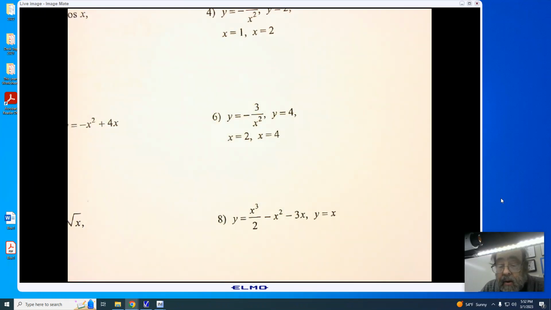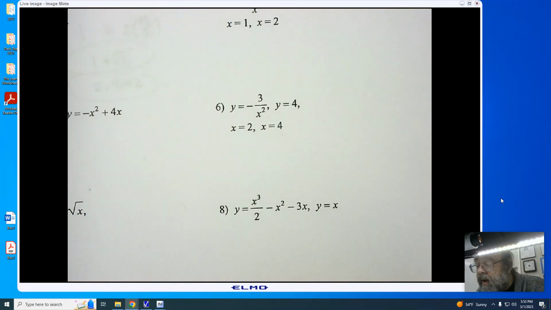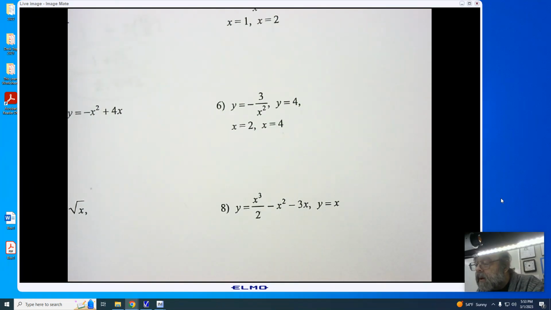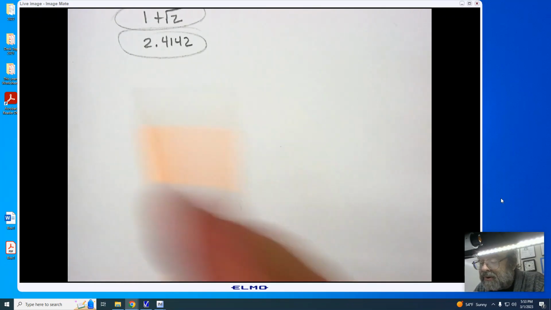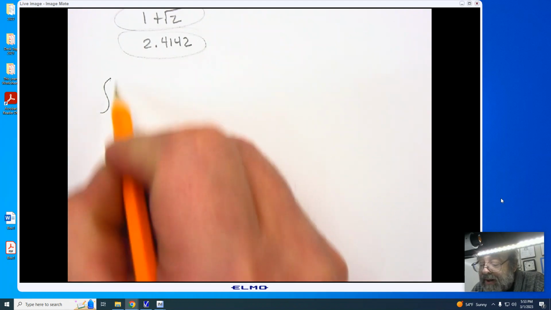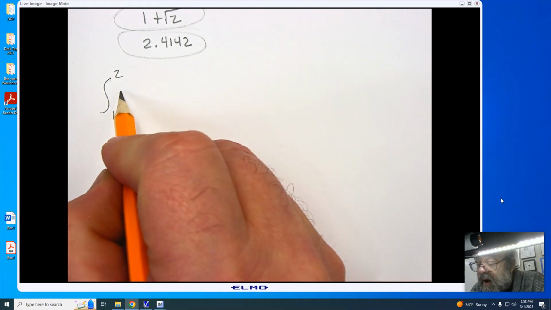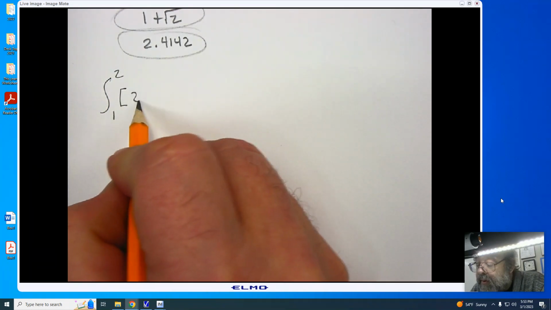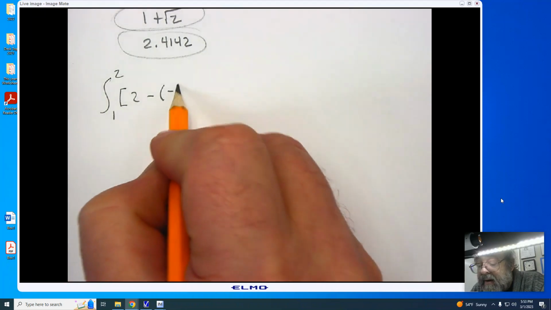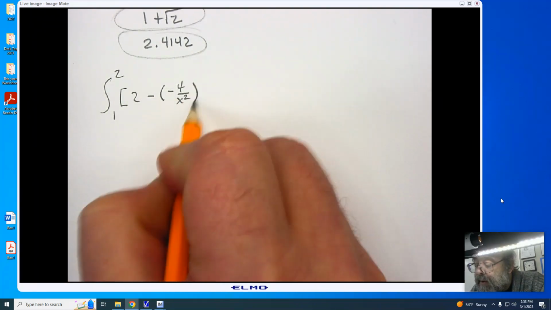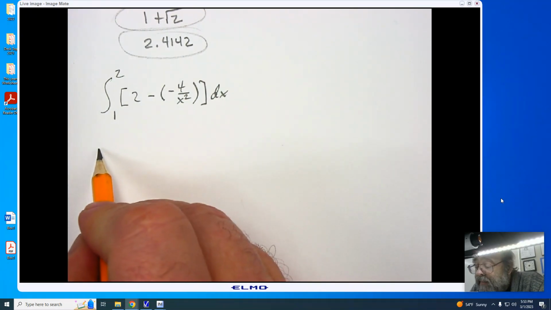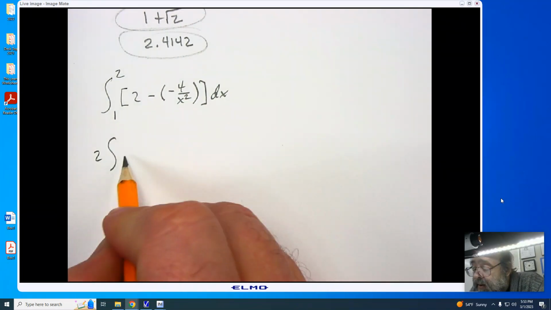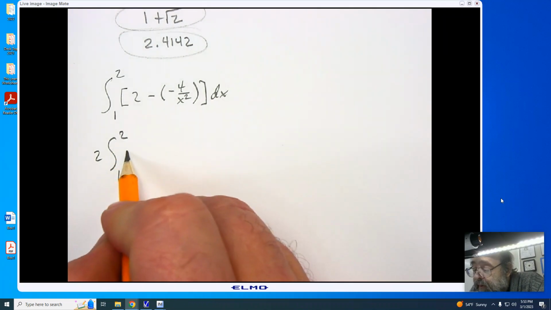Let's now go ahead and take a look at it, this time working with our hard copy, old school, and we're doing 1 to 2. We have our upper equation, which was 2, minus the lower equation, negative 4 over x squared, dx. I'm going to separate it so that I can do it in the two different ways.